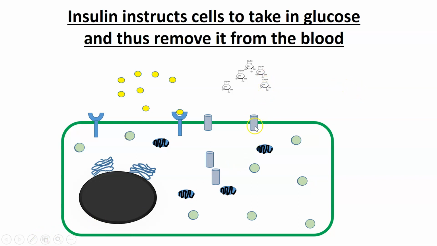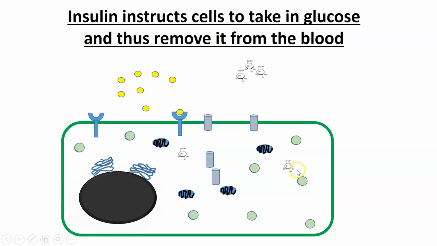So once we have these specific glucose channels embedded within the membrane, this is when glucose can enter the cell. Without these channels, we can't really get glucose inside the cells. Now, not all cells are insulin dependent. There are many cells which don't require insulin for this sequence of events to happen. Brain cells, for example, don't need insulin. Heart cells don't need insulin.